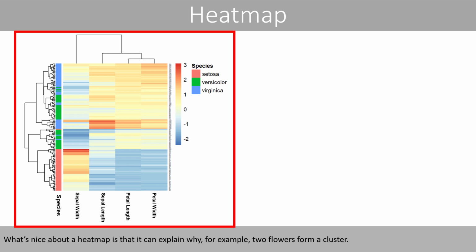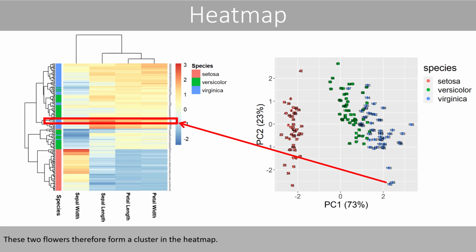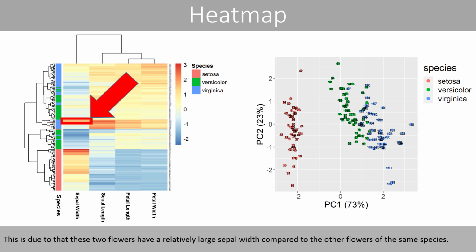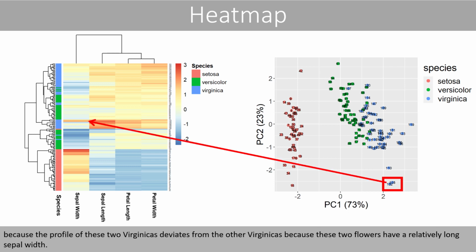For example, from our previous PCA plot, we know that the two flowers 118 and 132 were close to each other. These two flowers therefore form a cluster in the heat map. This is due to that these two flowers have a relatively large sepal width compared to the other flowers of the same species. By using the heat map, we can now therefore explain why these two flowers are quite far away from the other flowers in the PCA plot.